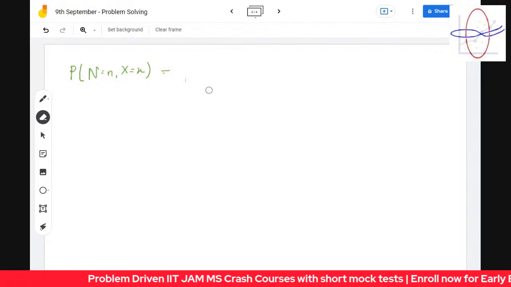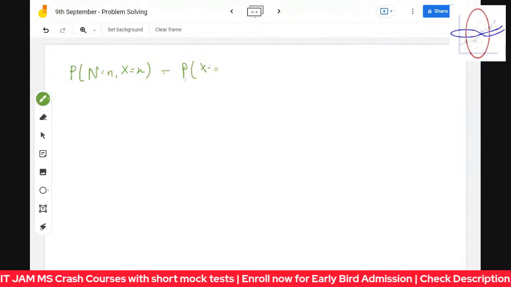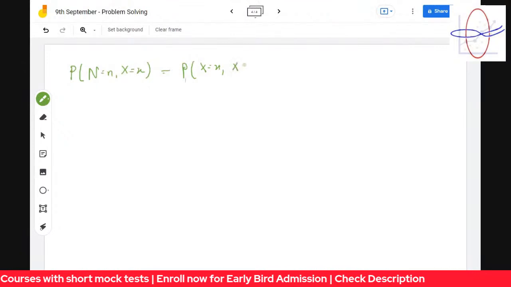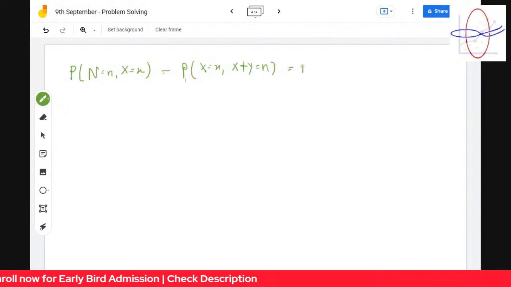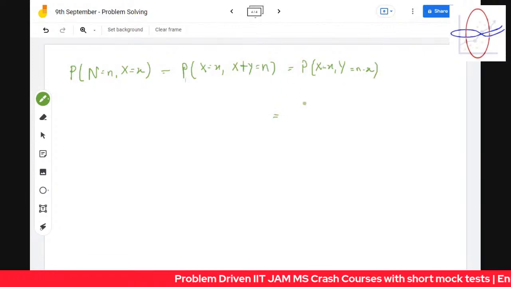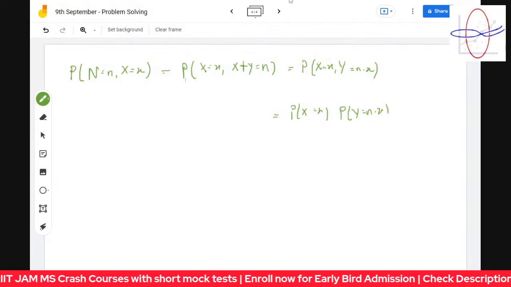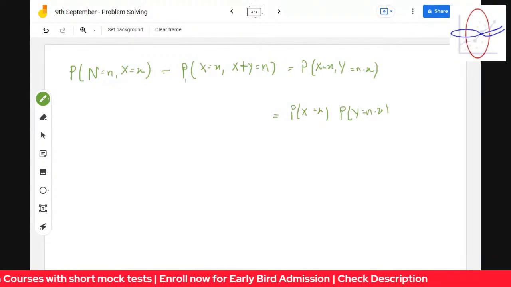Okay. So therefore we get that this is equal to probability x is equal to x and x plus y is equal to n. So x is equal to x automatically implies that it's probability x is equal to x and y is equal to n minus x. So that's it. Simple. And now, since they're independent, you can find the probability x is equal to x and y is equal to n minus x. So both the problems' answers will be the same.